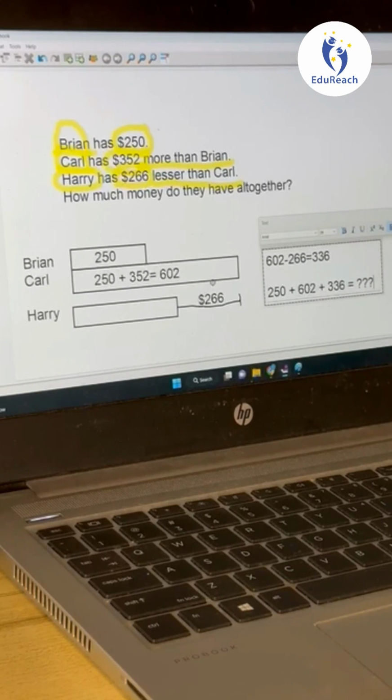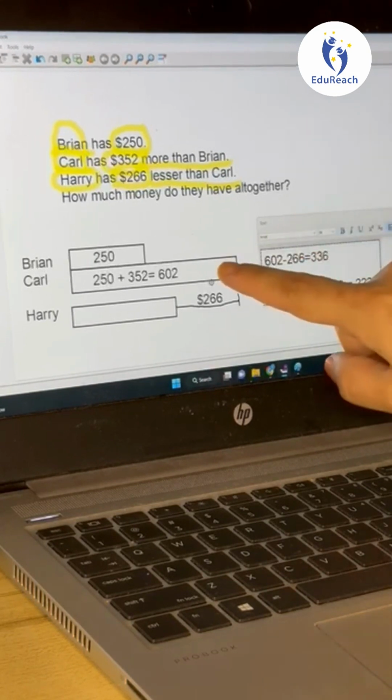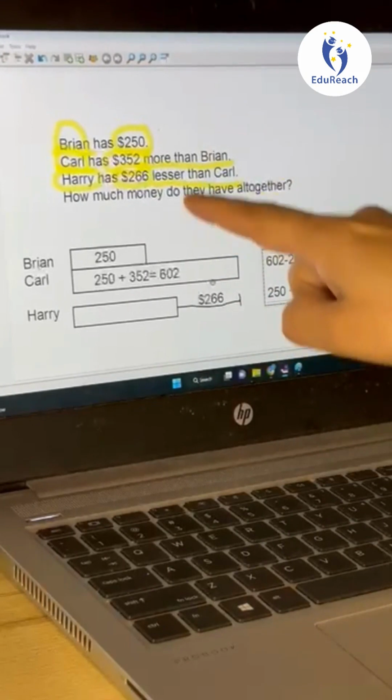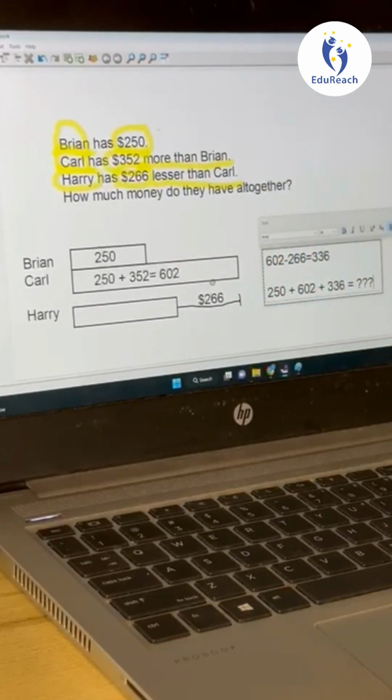So I hope this doesn't scare you kids. Now there are actually 3 parts to the question. The first part you find Carl, the second part you find Harry, and the third part you find all of them altogether. So this is a 3-step question. Typically this is about 3 to 4 marks. So don't be worried, don't be scared, just read it. It's a story, so take it as a story.